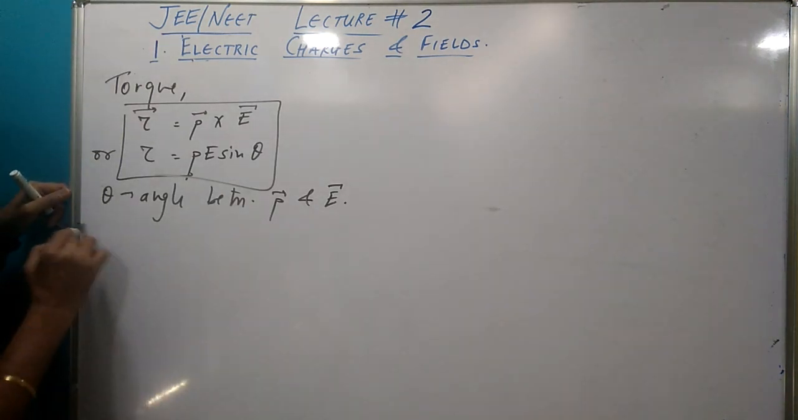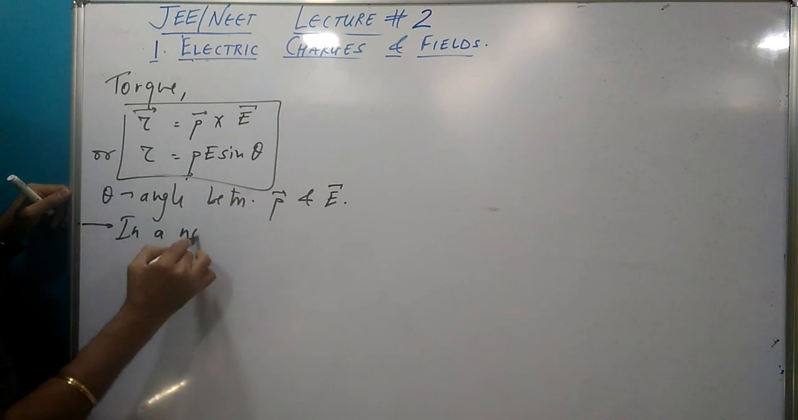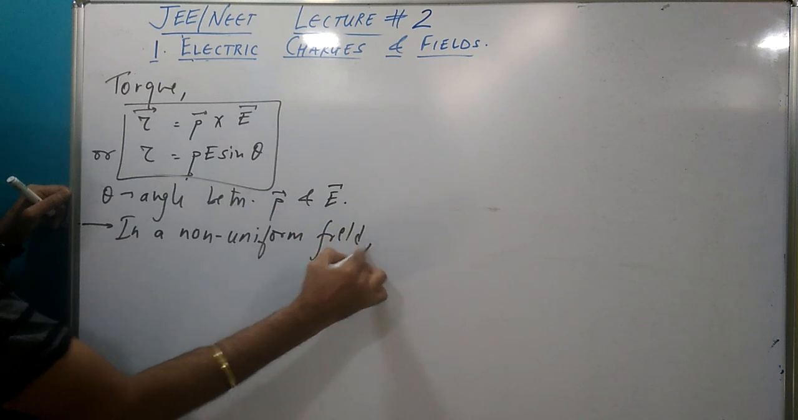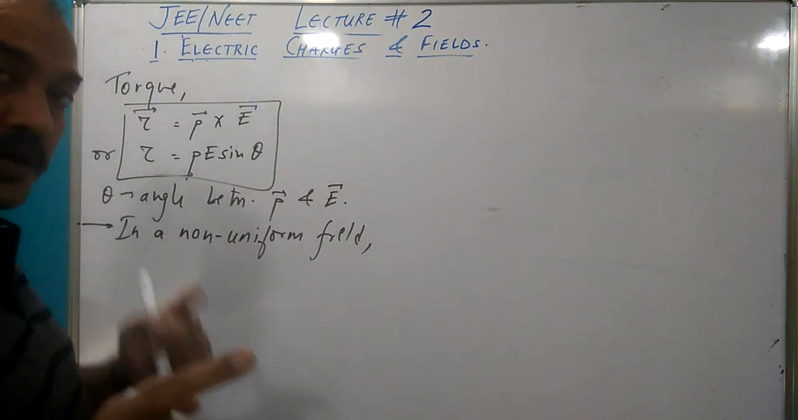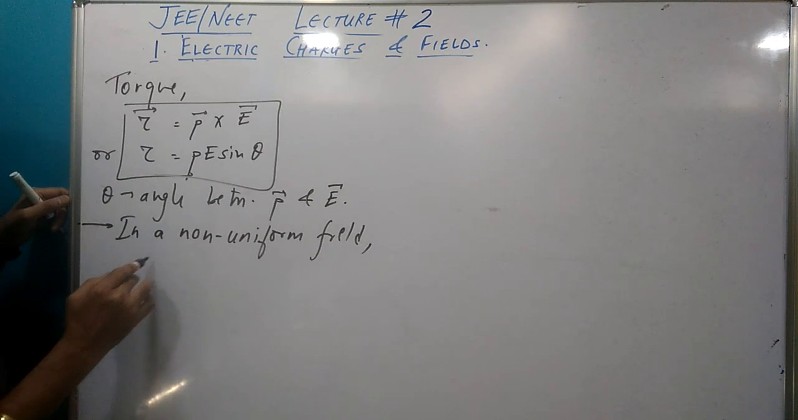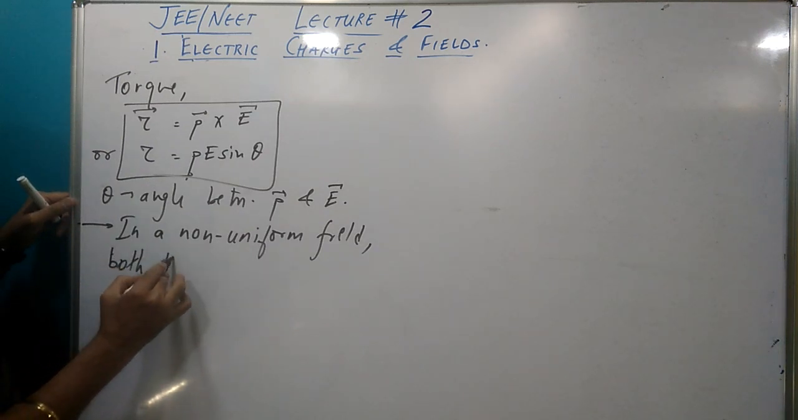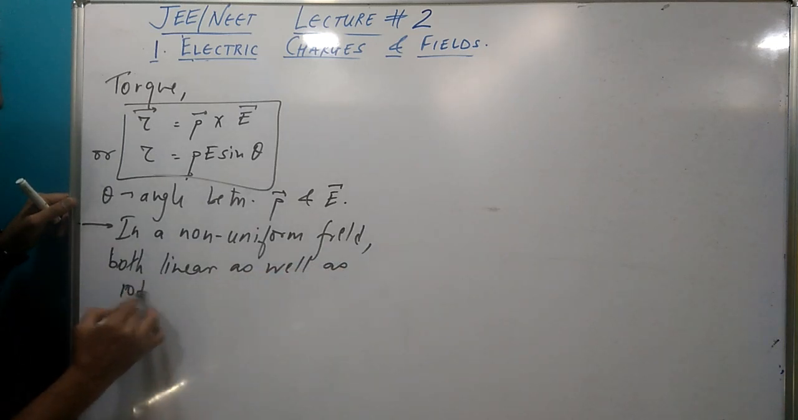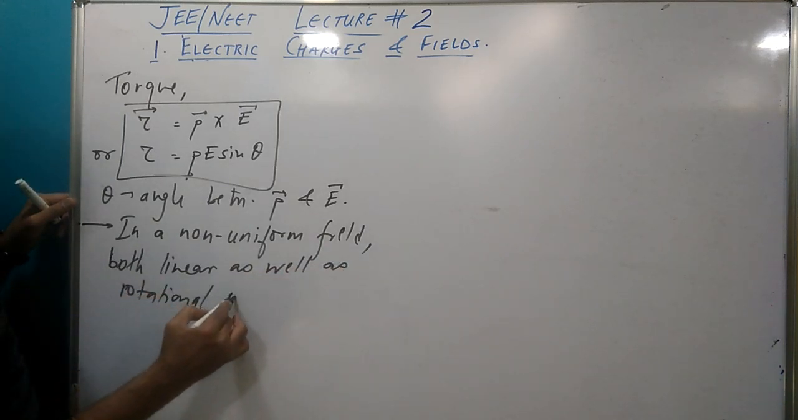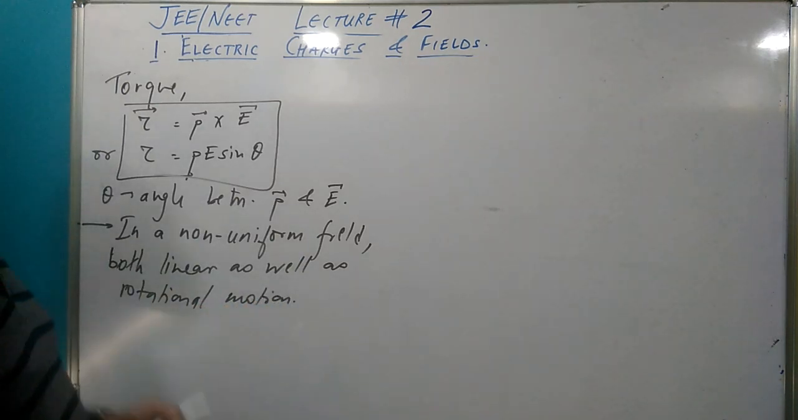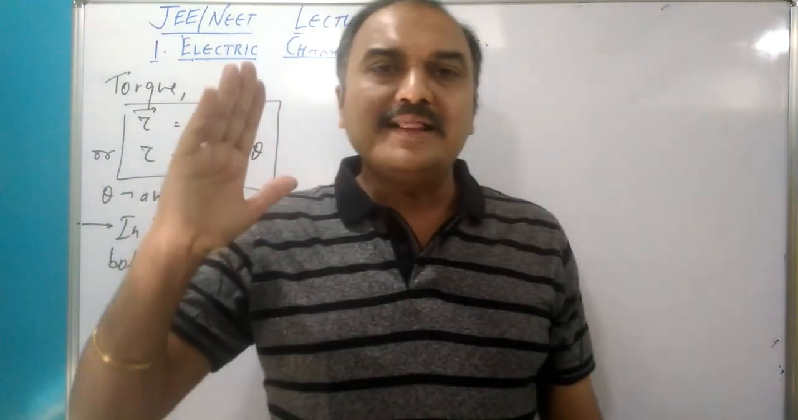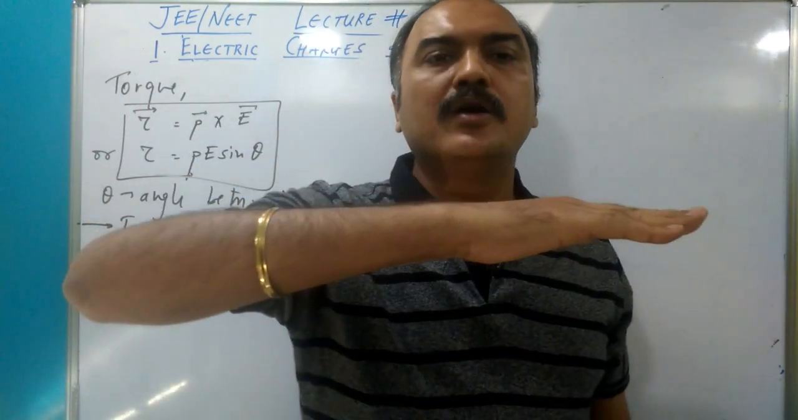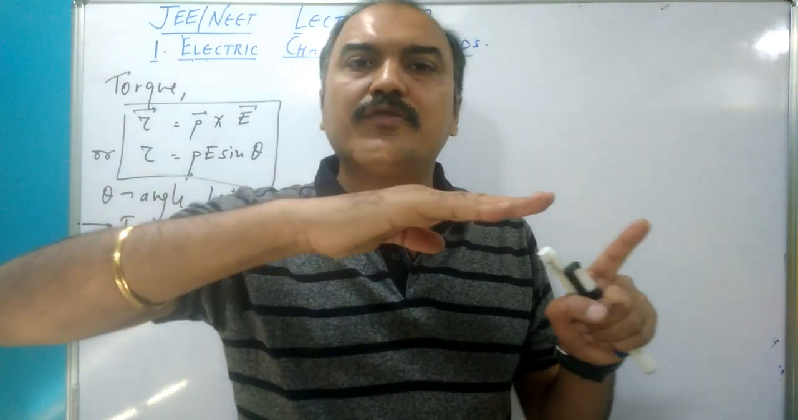In a non-uniform electric field, dipole performs both linear motion as well as rotational motion. So there is going to be a force also and along with a torque. Now, when the dipole moves linearly and also rotationally, there might come a point where the dipole is aligned in the direction of electric field.